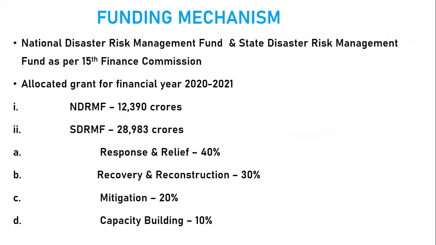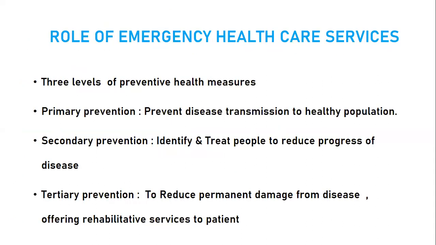Funding mechanism: the National Disaster Risk Management Fund and State Disaster Risk Management Fund. As per the 15th Finance Commission, the allocated grant for financial year 2020 to 2021 for NDRMF is 12,390 crores, and for SDRMF it is about 28,983 crores. Of this, 40% is contributed to response and relief, 30% to recovery and reconstruction, 20% for mitigation, and 10% for capacity building.